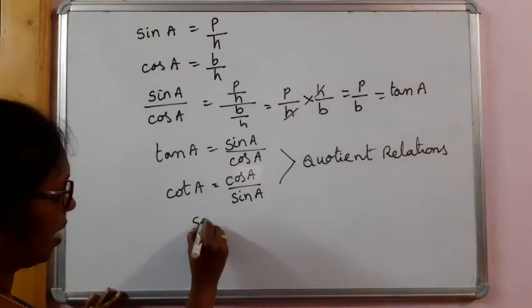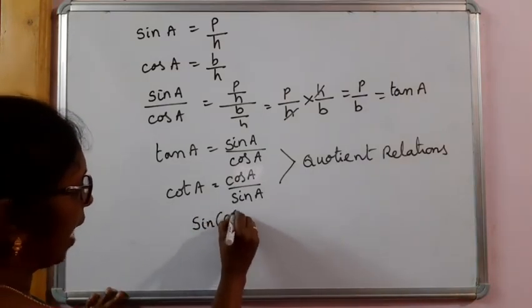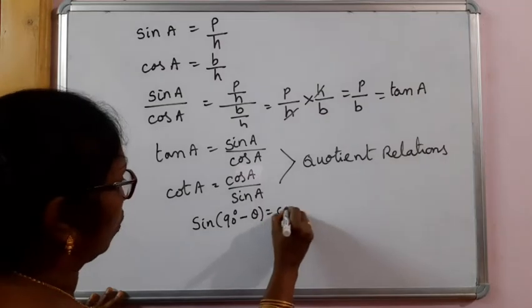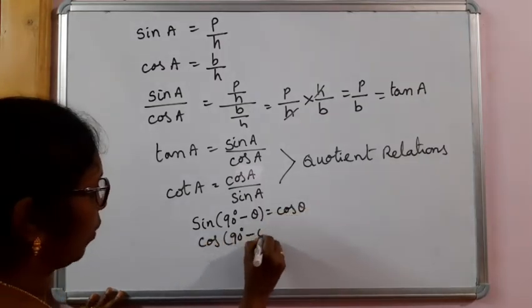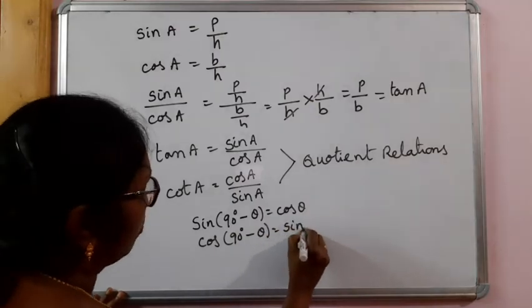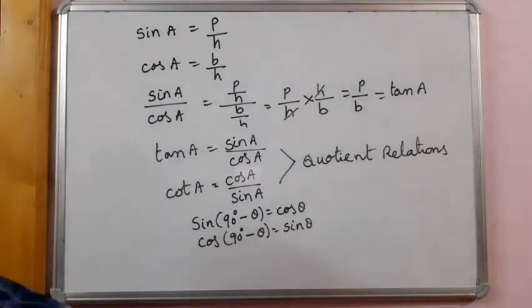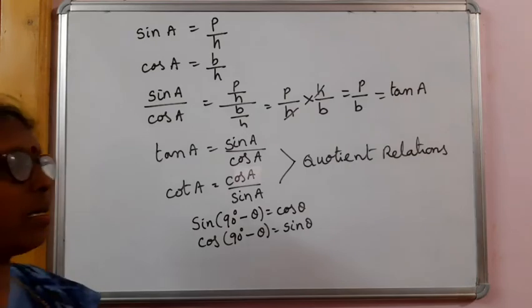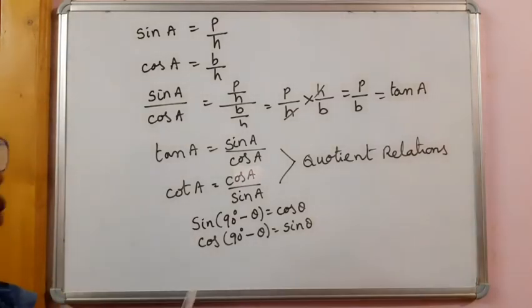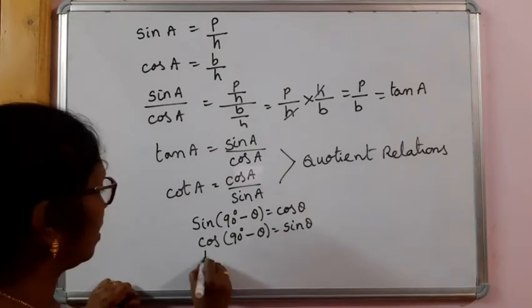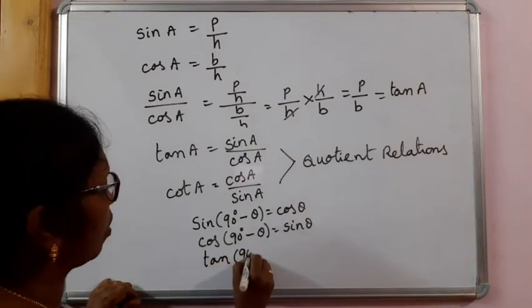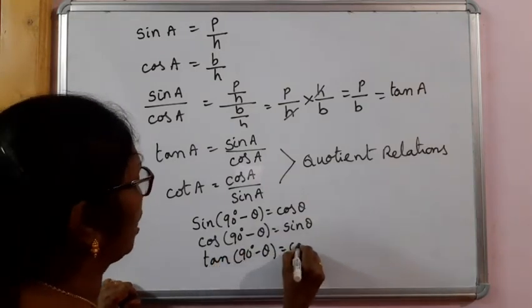Just a few letters have a discussion. Sin(90 minus theta) is equal to cos theta. Cos(90 minus theta) is equal to sin theta, because sin and cos are complementary to each other. In the same way, tan and cot are complementary to each other, and sec and cosec are also complementary to each other.